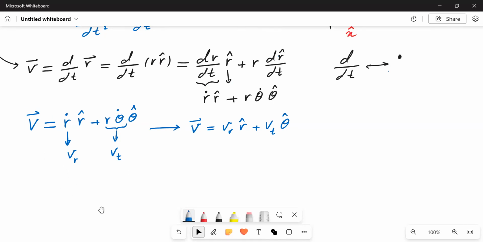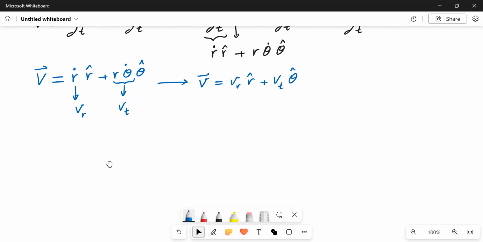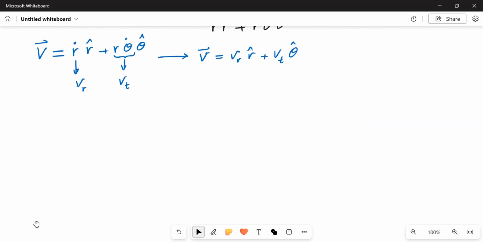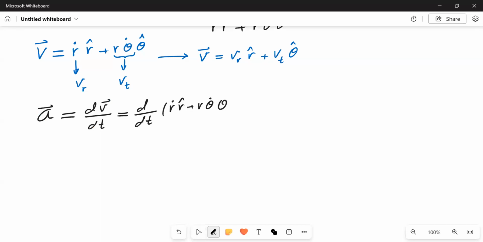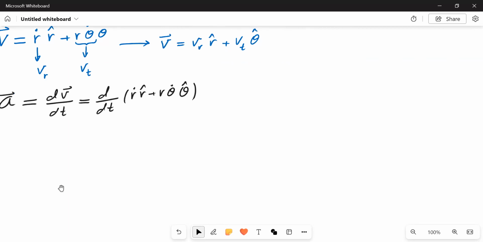Let's move on to the next derivative, which gives us acceleration. Let's see how we can find an expression for that. So here's the acceleration. As we know, the acceleration is the time derivative of velocity. And therefore, I'll just take the time derivative of what we got for velocity in polar coordinates. All right. Now, again, we'll use the product rule and some rules of differentiation to find out.